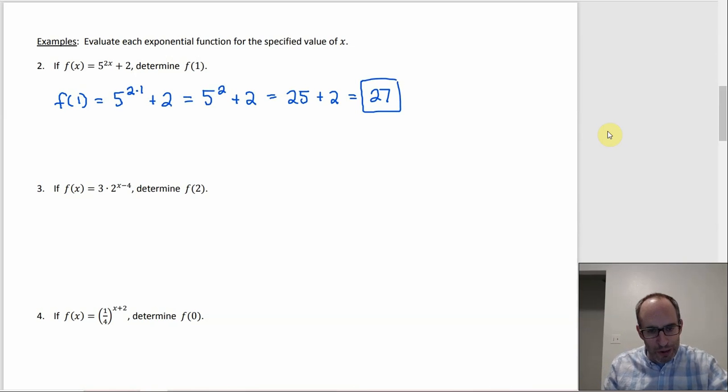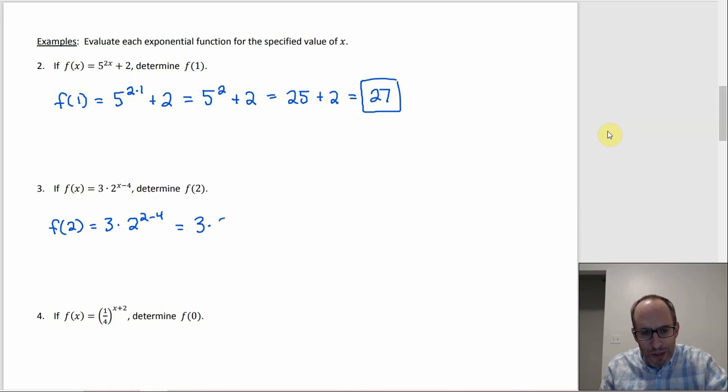Number 3, we're going to do the same thing, so we want f of 2. So f of 2 would be 3 times 2 raised to the power of 2 minus 4. But 2 minus 4 is negative 2. So this is 3 times 2 to the negative 2.